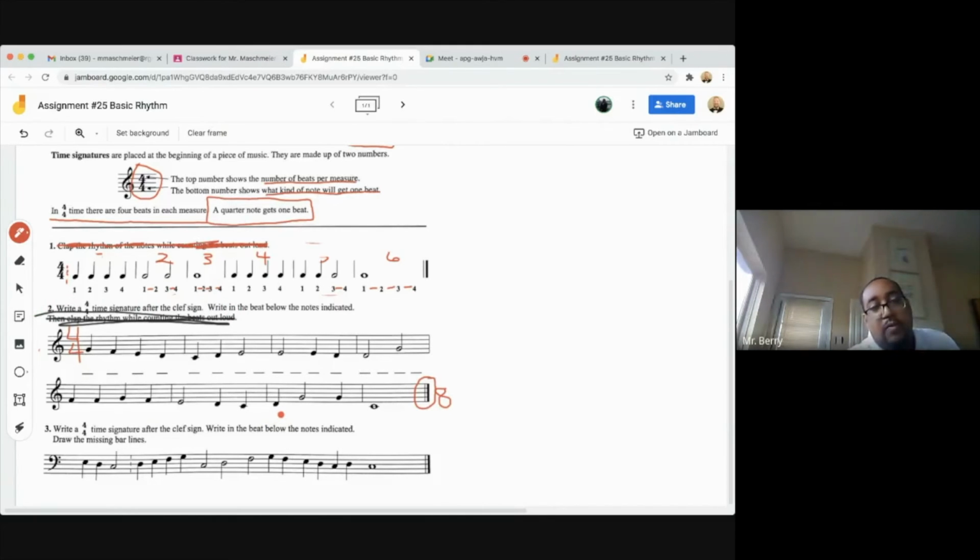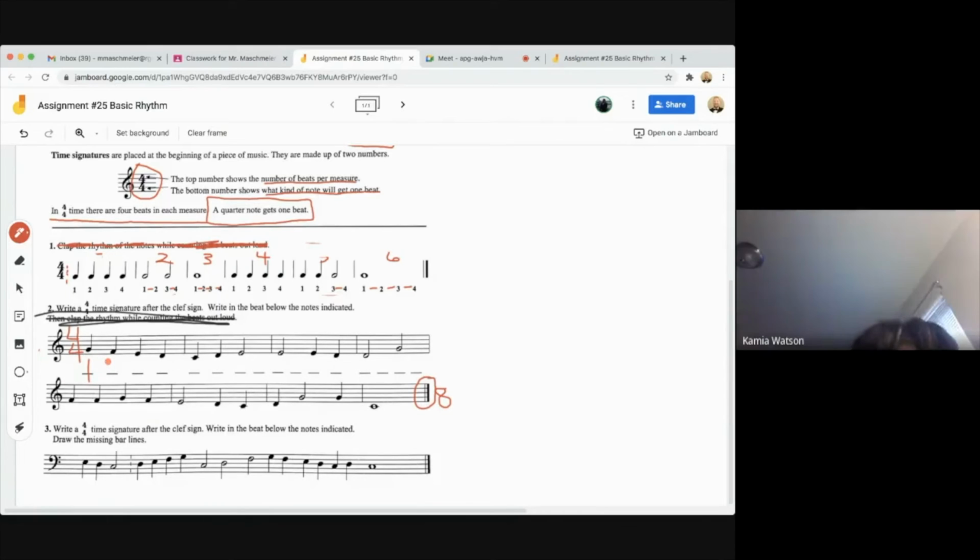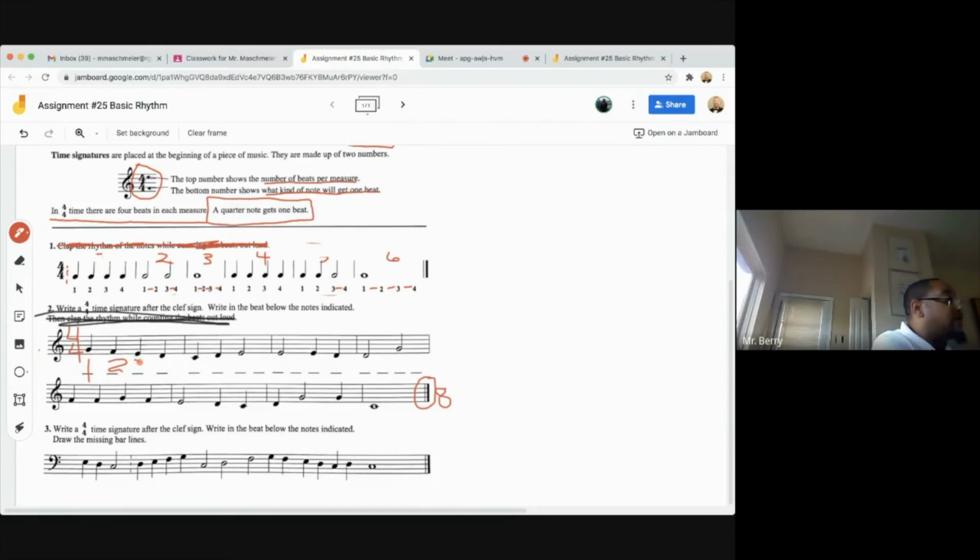Who can tell me what am I going to write down for the first measure? Let's do it together. What are we writing? 1, 2, 3, 4. 2, 3, 4 is correct. Hey, can someone from choir do the second measure? Turn your microphone on and tell us what to write for the second measure, choir.